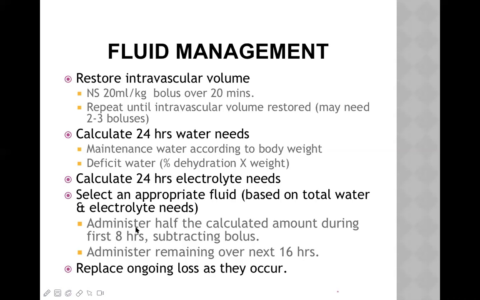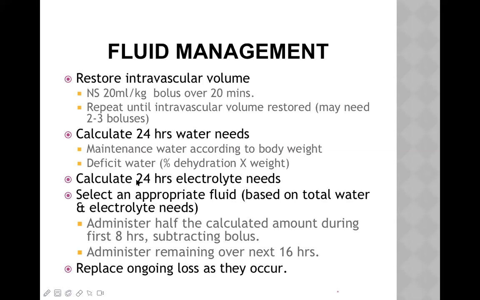So see here, administer half the calculated amount during the first 8 hours, and we need to subtract the bolus we have given before. You have given boluses of 20 ml per kg. If you have given 3 boluses, you need to subtract that amount from the first 8-hour fluid, and the remaining fluid will be given over 16 hours. I will take a different example and explain to you. Don't worry. But this is the principle you need to understand first.